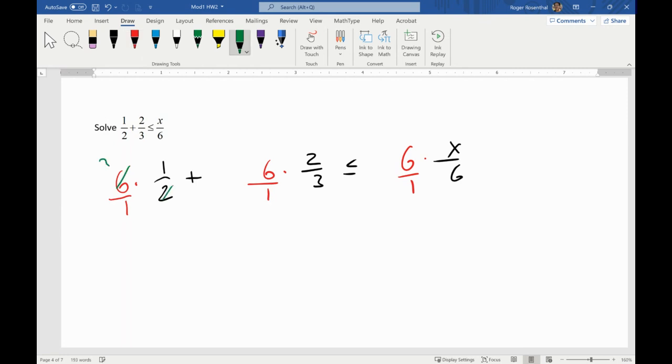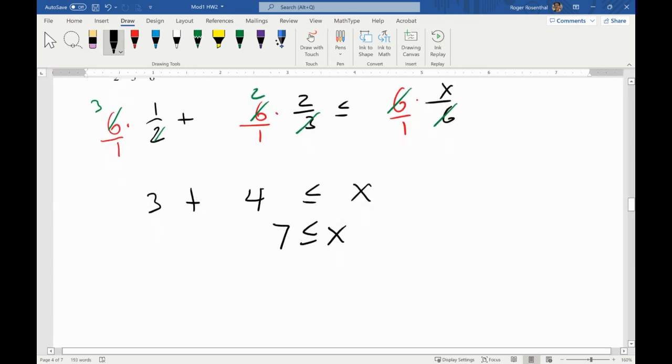The 2 goes into 6 3 times because you can cancel a denominator with a numerator when you are multiplying. Denominator with numerator gives me 2. Denominators cancel each other. On the left, I get 3. In the middle, I get 4. And on the right side of this, all I have remaining is x. This gives me this.